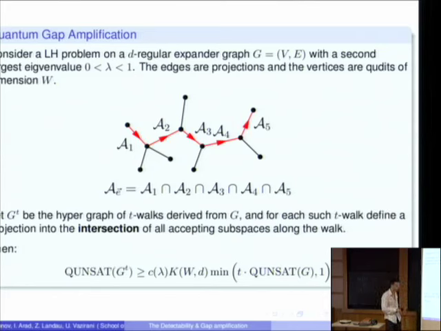What is this mysterious KWD? Well, it's just a factor that comes from the detectability lemma. What are these parameters? W is the dimension of the particles that sit here. So if it's a bunch of 3 qubits, for example, then W will be 8 or something like that. And D is the regularity of the graph.